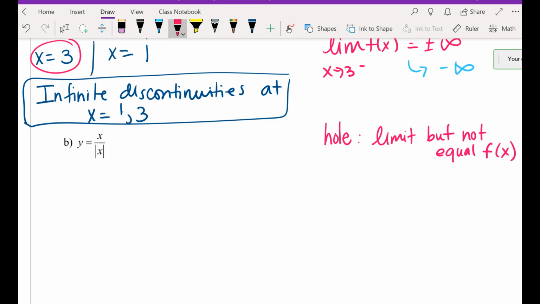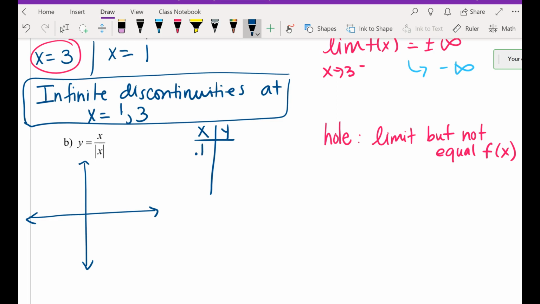Graph it out? Okay, let's graph it out. Don't be scared of graphing. What do you even do to graph? I'm going to make a table. What value can you pick? How about this? What value can you not pick? 0. But can I pick something close to it, like 0.01 or 0.1? Good. Let's pick 0.1. Here we go.